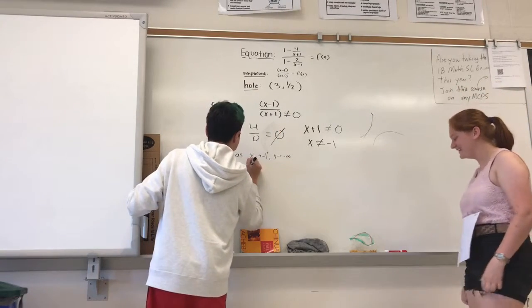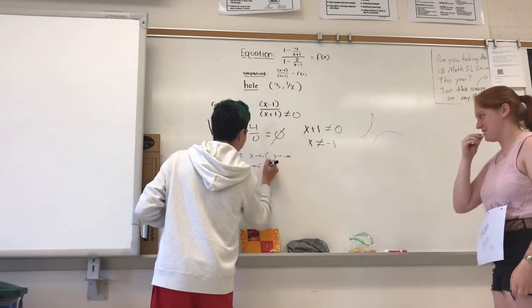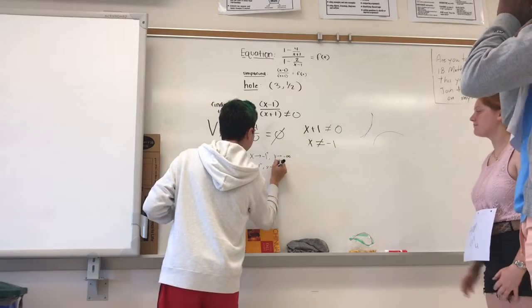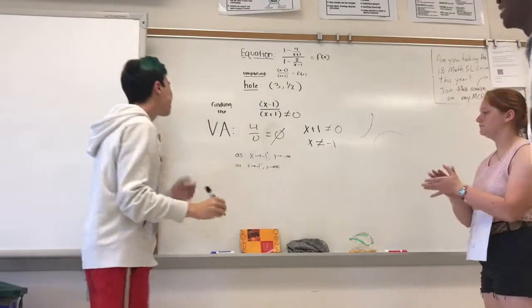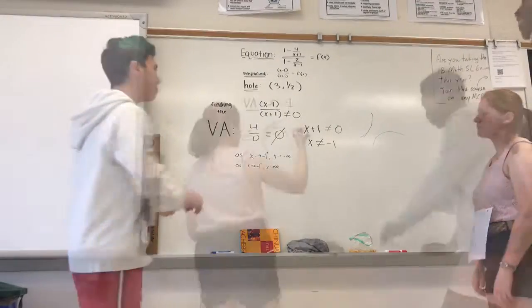And as x approaches -1 from the left, y approaches positive infinity! Woohoo! Alright, so this is the vertical asymptote.